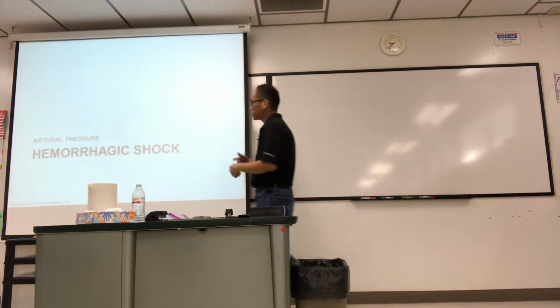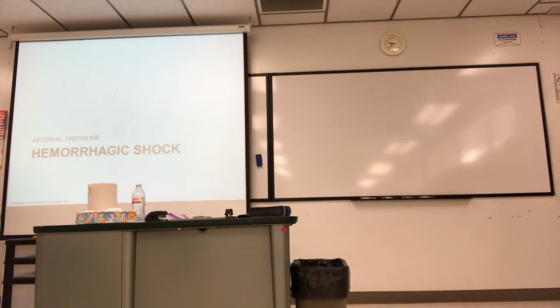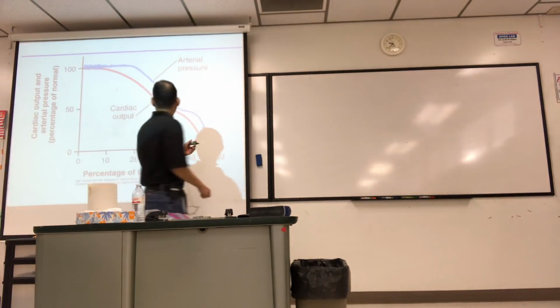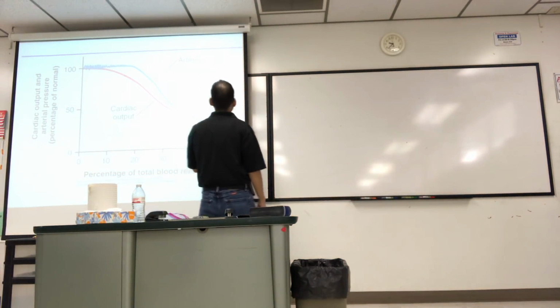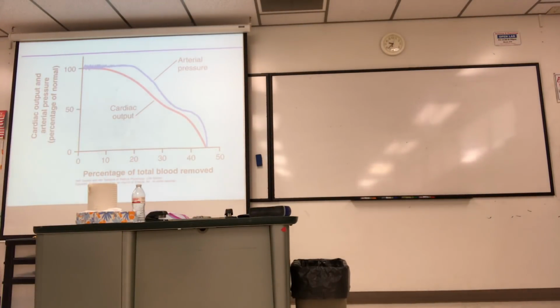All right, I want to start off, this is basically how the blood pressure is regulated by the body. I want to show you what happens when things go wrong, hemorrhagic shock. Hemorrhage is bleeding. Here's some data. Looking at here, it says percentage of blood removed. That's a very, very sterile way of saying you're bleeding to death. Hemorrhagic shock.